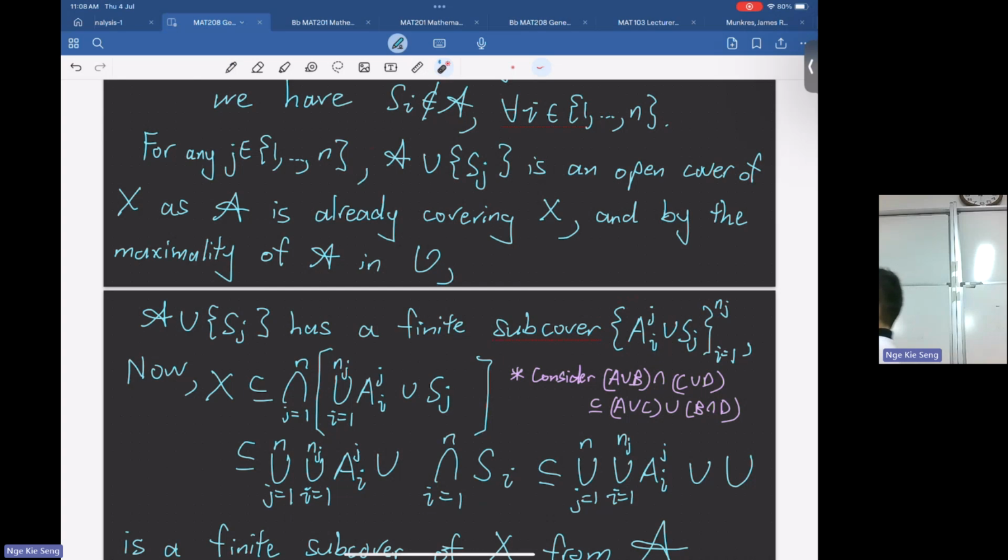And then what do I do? I take the intersection of these because every one covers X, right? So every one should contain X. So in particular, if I take the intersection, they still contain X. And then in the end, if you consider this kind of set inclusion, if you take the intersection of two unions, you can expand it out, right? So if you take A union B intersect C union D, what do you get?